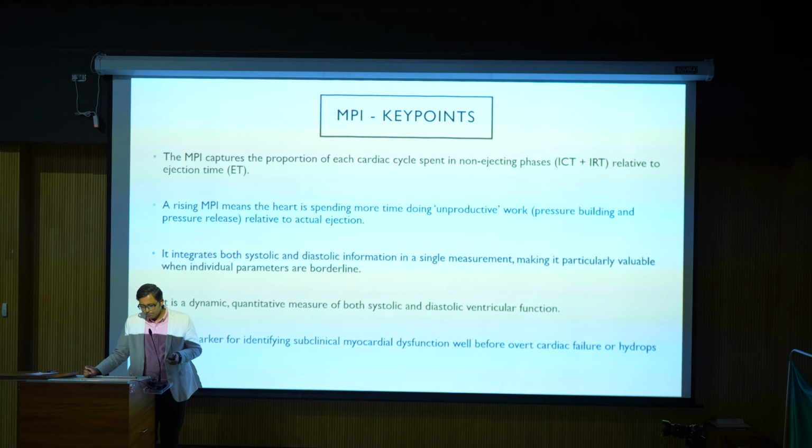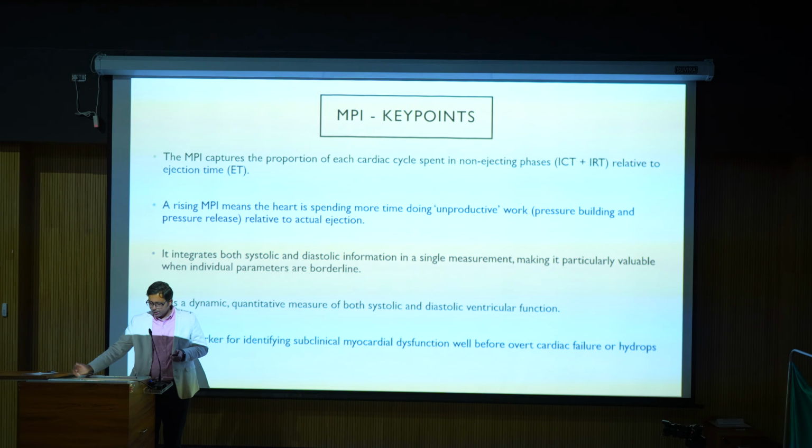So what are the key points, important things you need to remember? It captures the proportion of each cardiac cycle which is spent in non-ejecting phases, that is the isovolumetric contraction and the isovolumetric relaxation time, relative to the ejection time. A rising MPI means the heart is spending more time doing unproductive work, which is pressure building and pressure releasing, relative to the actual ejection of the blood.